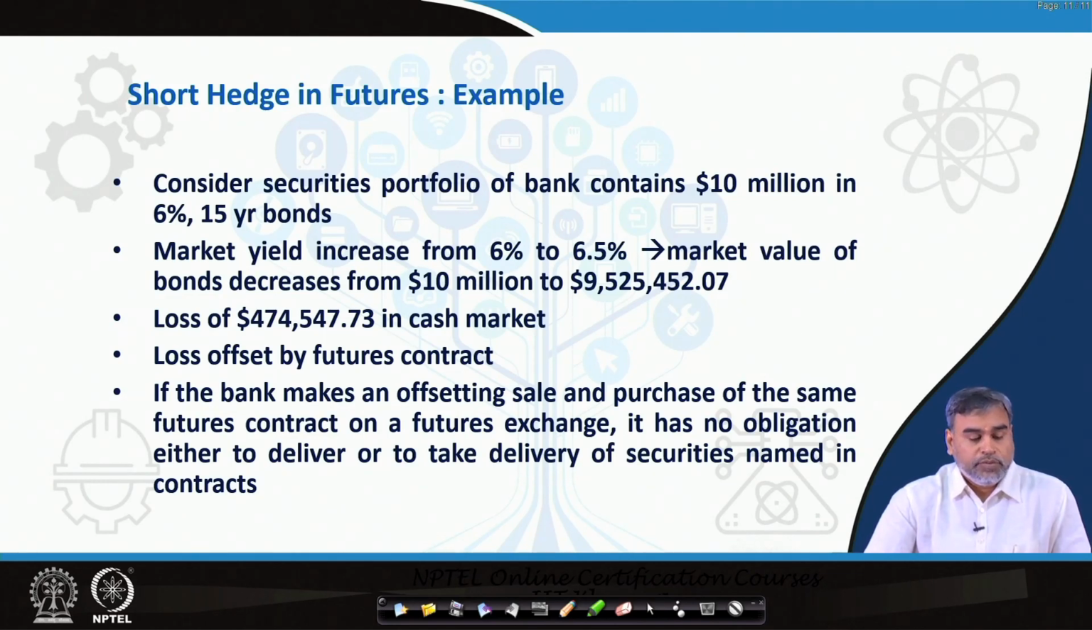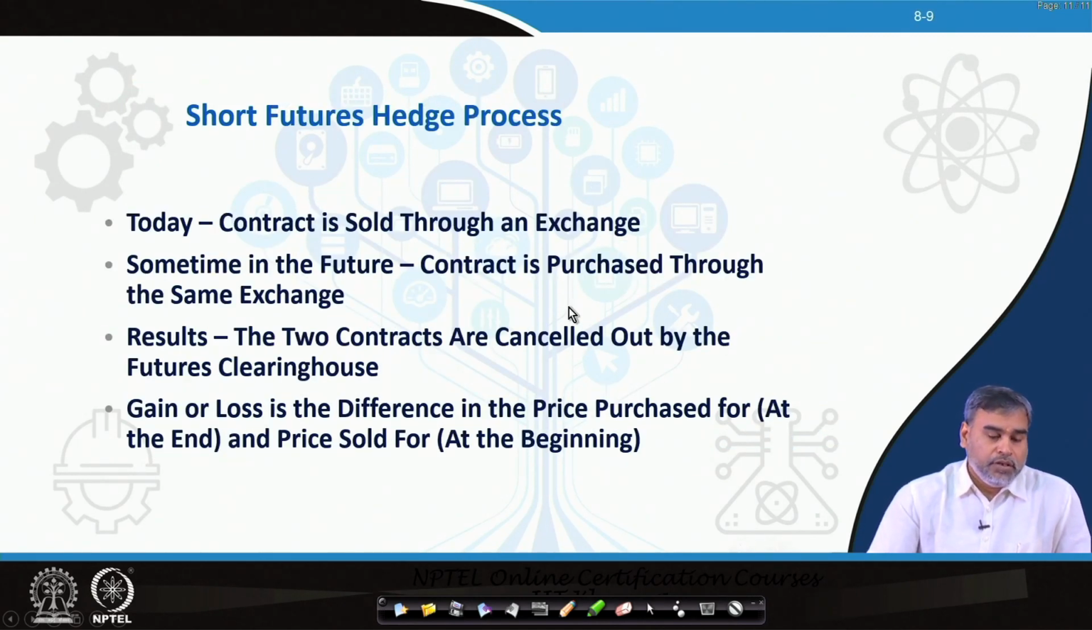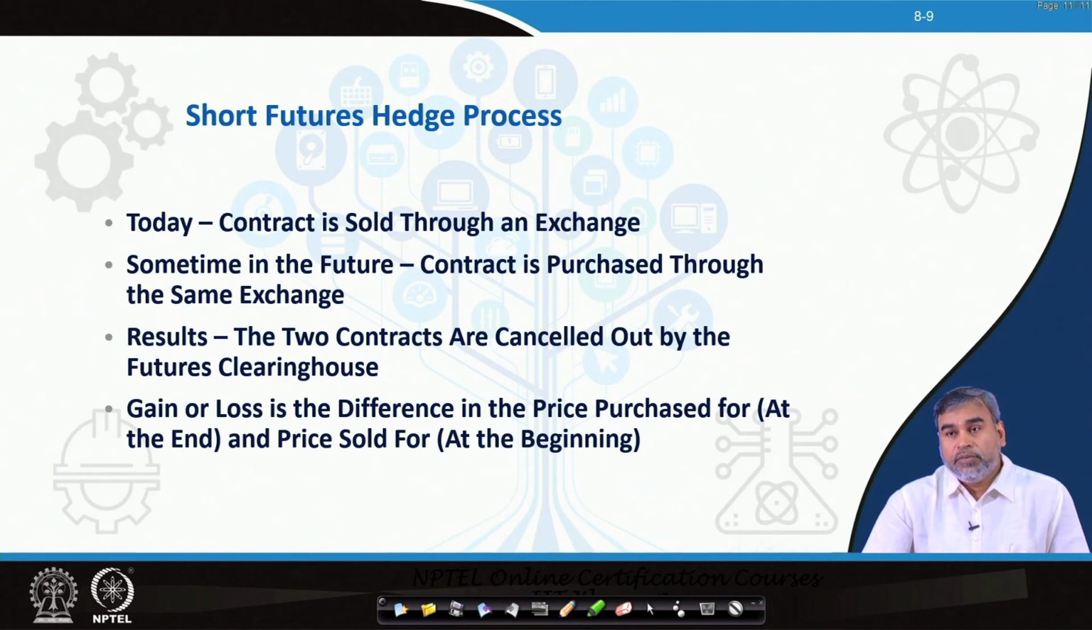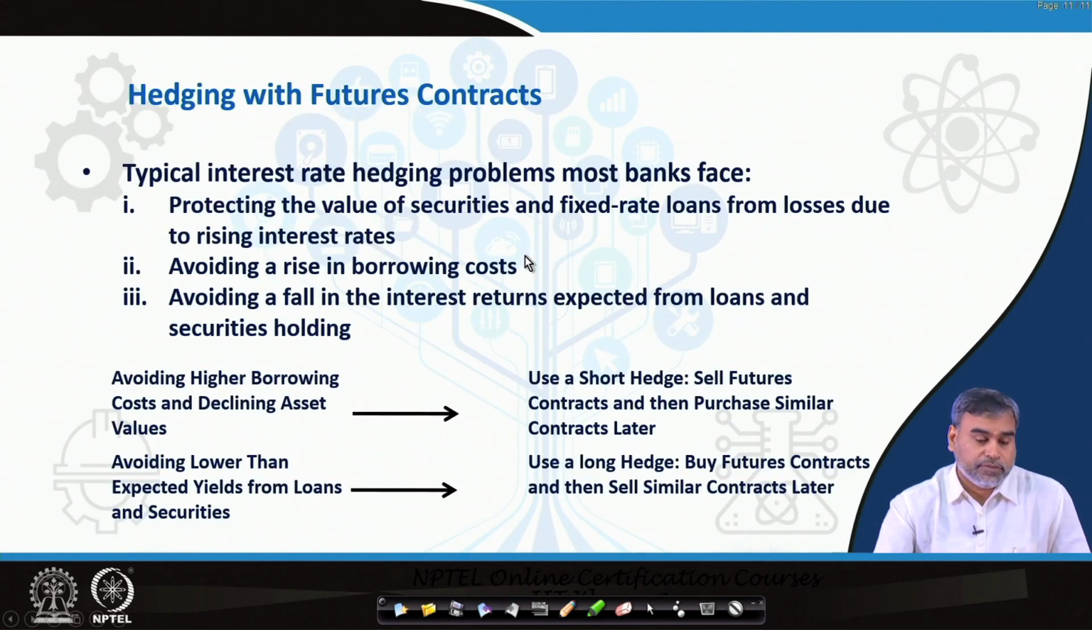So, if the bank makes an offsetting sale and purchase of the same futures contract on a futures exchange, it has no obligation either to deliver or to take delivery of the securities named in that particular contract. So, the same process as your long hedge process: today the contract is sold through an exchange, sometime in the future the contract is purchased on the same exchange. Two contracts are cancelled out by the futures clearing house. Then gain or loss is the difference in the price purchased for and the price sold for at the end and at the beginning. So, that is the basic difference between this short hedge process and the long hedge process.